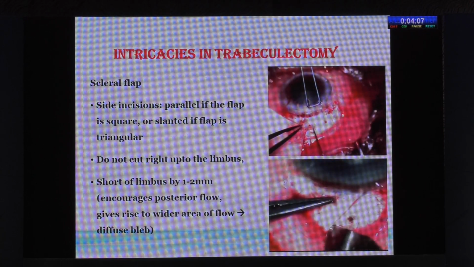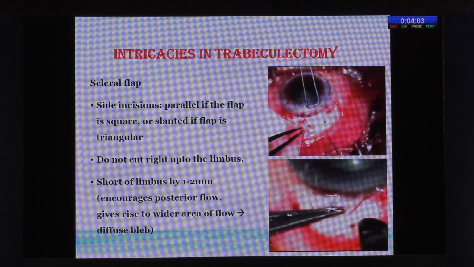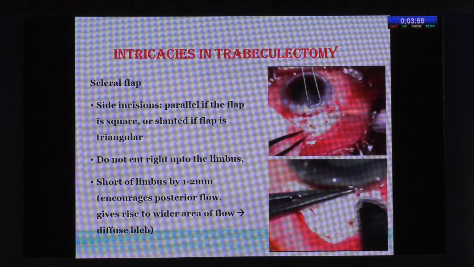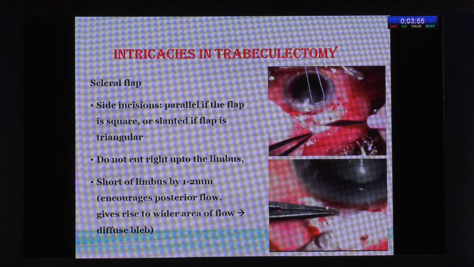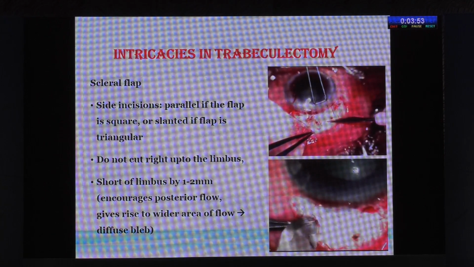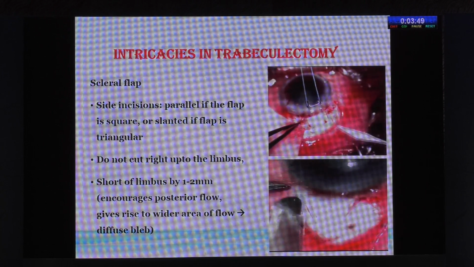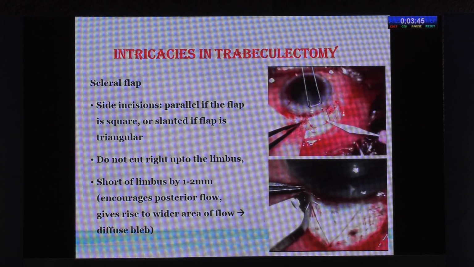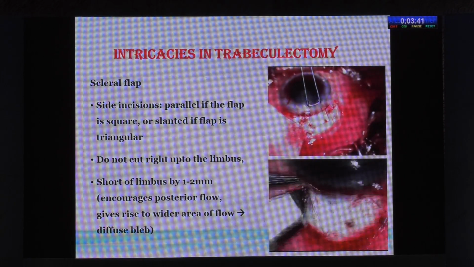The shape could be any: a triangular flap, a rectangular flap, or a trapezoidal flap. But whenever you're doing a rectangular or square flap, please remember the side flaps have to be parallel, while they are slanted for a triangular flap. However, what is important is do not cut right up to the limbus. Cut short of the limbus by 1 to 2 millimeters, except in the center, where obviously you'll be doing more dissection. The advantage of this is that it gives you a more posterior flow and gives rise to a more diffuse bleb.